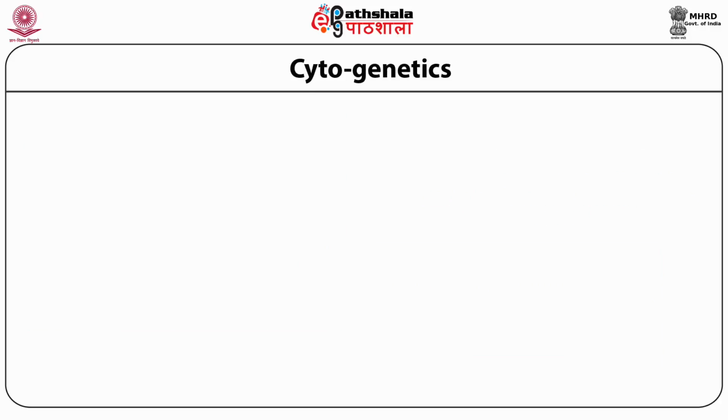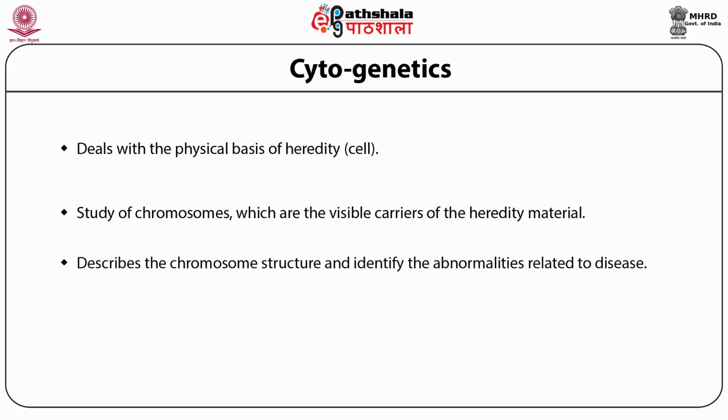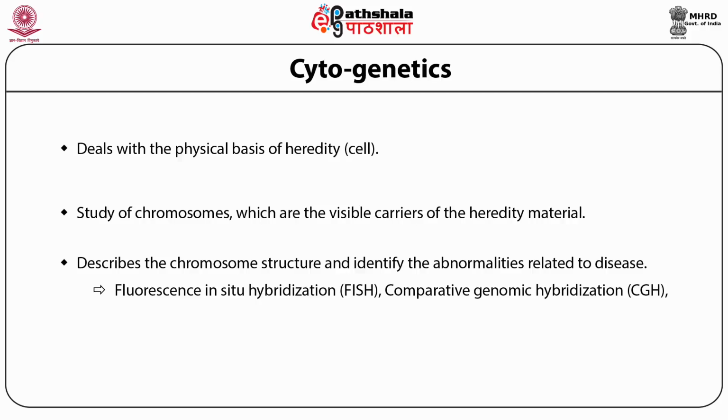Cytogenetics. Cytogenetics deals with the physical basis of heredity. It can be termed as the study of chromosomes, which are the visible carriers of the hereditary material. Cytogenetics describes chromosome structure and identifies abnormalities related to disease. The scope of cytogenetics includes several technologies besides FISH, also called fluorescence in situ hybridization, such as CGH, comparative genomic hybridization, multicolor FISH, etc. FISH remains the single most important technology in cytogenetics.